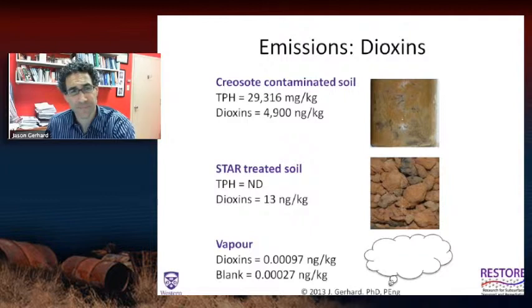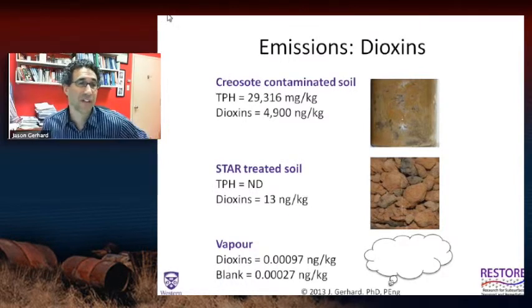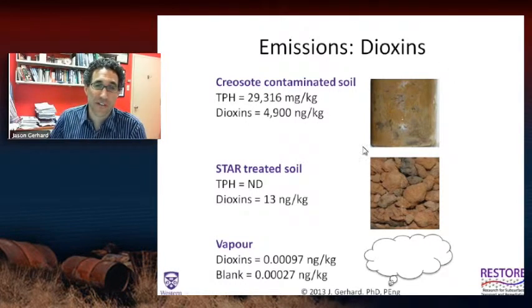Now here's a separate study where we were being asked to treat some soil. You see it's a very silty, clayey type soil that was contaminated with creosote. Now creosote has chlorine in it. It's a chlorinated compound. And when you have chlorinated compounds in heat, then you need to worry about the formation of dioxins and furans. And in fact, as you see here, there's about 30,000 milligrams per kilogram TPH in the soil, but there's already 5,000 nanograms per kilogram of dioxins in the original soil. So the question is, what's going to happen to those dioxins? And this was an industrial site owner who wanted to know before they considered STAR for their site.